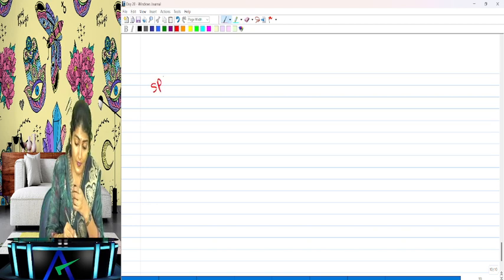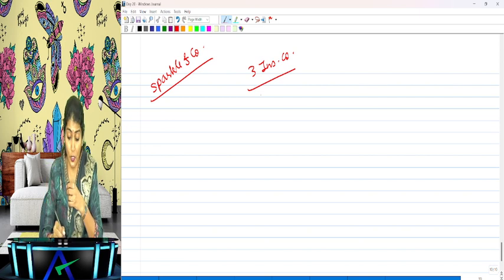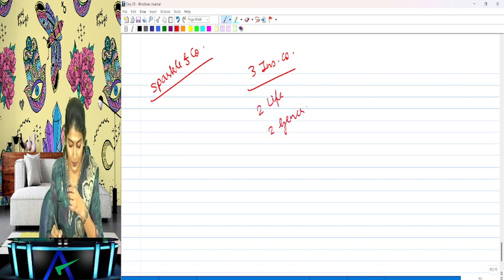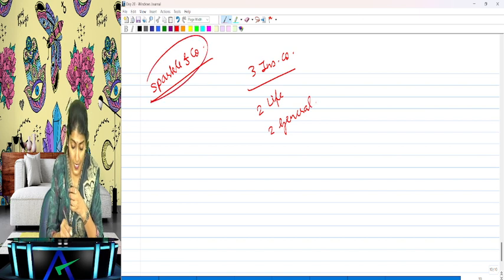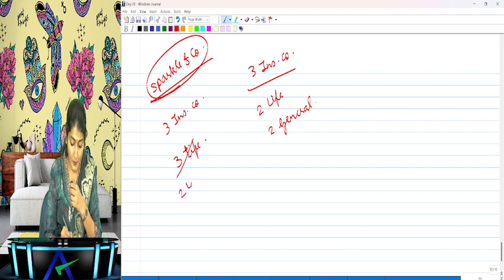So Sparkle and Company cannot do the audit of how many insurance companies? They cannot do the audit of more than 3 insurance companies, and within 3, not more than 2 life or not more than 2 general insurance companies. Okay, so can it happen that Sparkle and Company is doing the audit of 3 insurance companies and all 3 are life insurance companies? Is it possible? No. Can it happen that 2 life and 1 general? Yes.